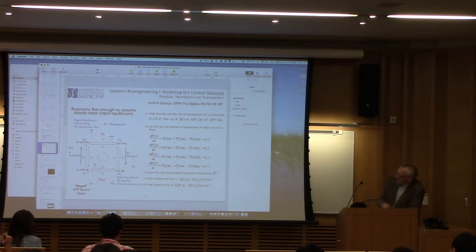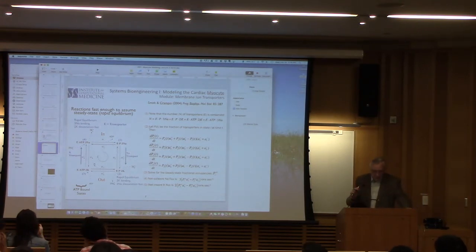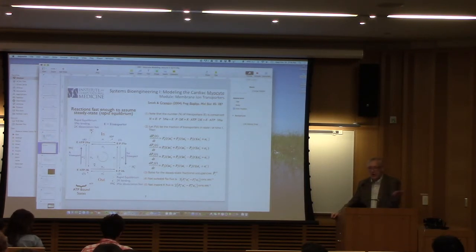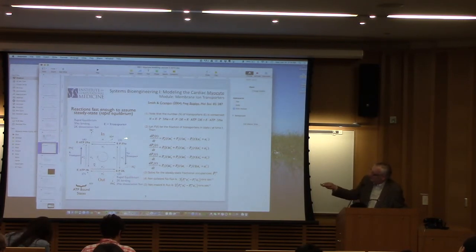And so here's the dense slide that is really a simple slide. And we're going to use this to illustrate approaches to modeling membrane transporters that are commonly used in the literature. So again, this is the sodium-potassium pump, and here is a 4-state model of that pump. So let me tell you what the states are. So this part of the diagram is inside the cell. This part of the diagram is outside the cell.